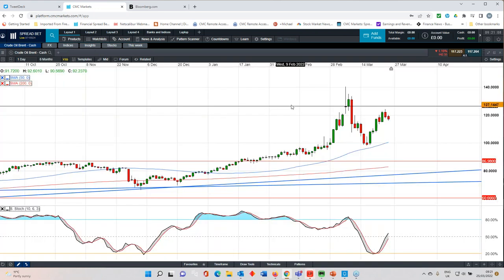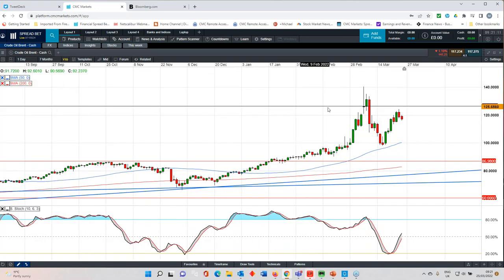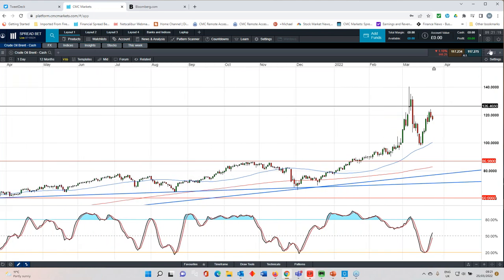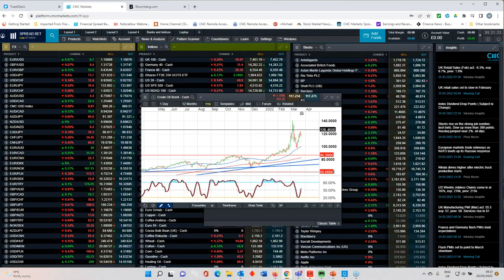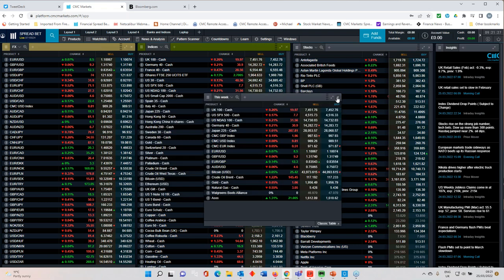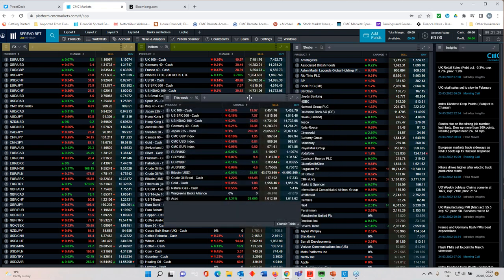Maybe we've got a short-term peak in. I'm not convinced about that at the moment, but it is encouraging that we haven't taken out these highs here, which suggests that some of the upward momentum might be waning. But I think a lot of the reason why we haven't followed through on the upside is because EU leaders cannot agree a ban on Russian oil imports, so those will keep flowing.